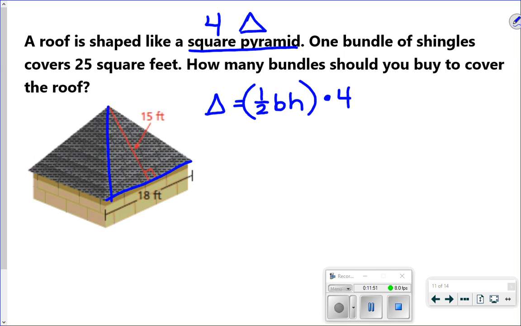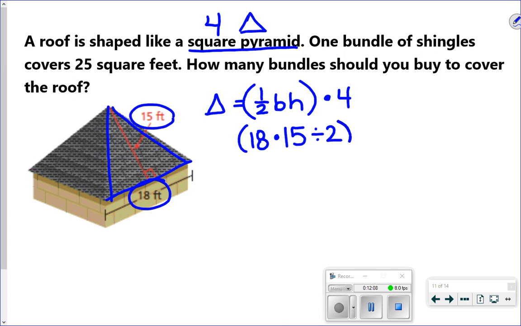Here's our triangle. And the numbers they give us are 15 feet and 18 feet. All right, so I'm going to do 18 times 15 divided by 2. That's for the area of one of the sides of the roof, one triangle. And then because I have 4 of them, I'm going to take that and times by 4.